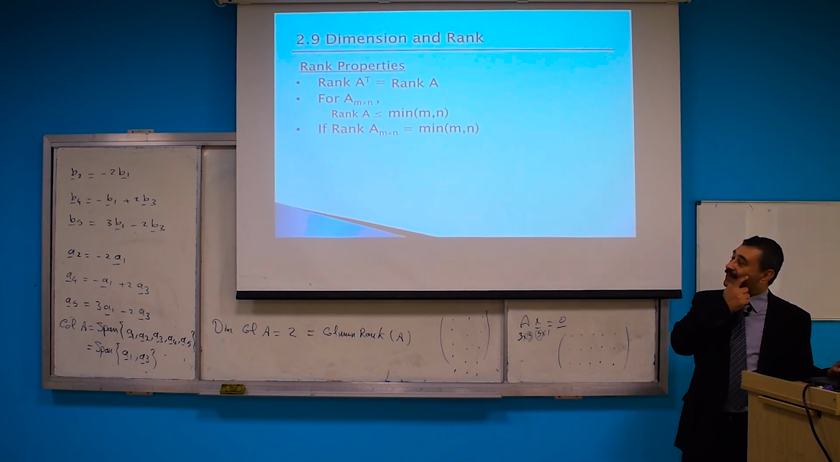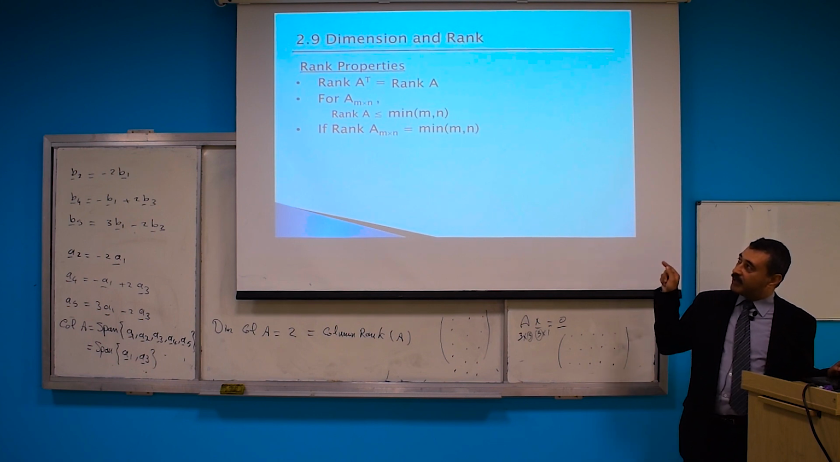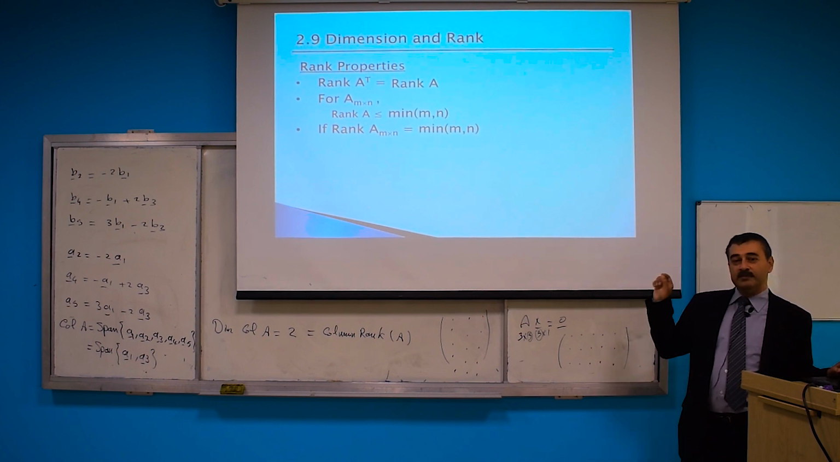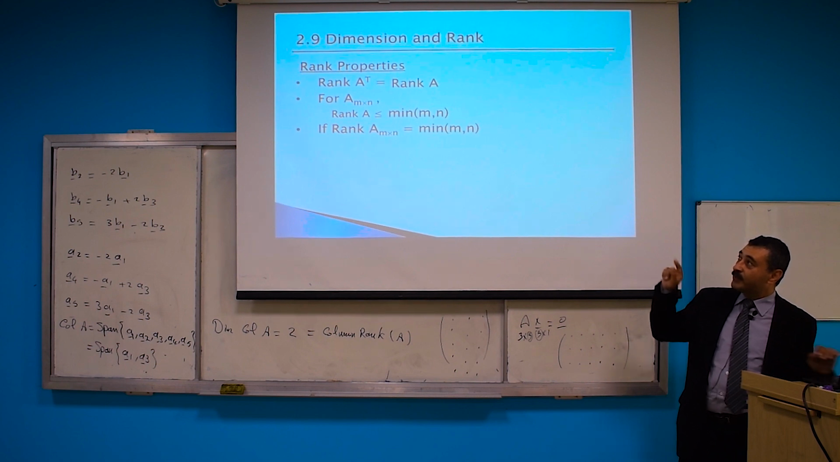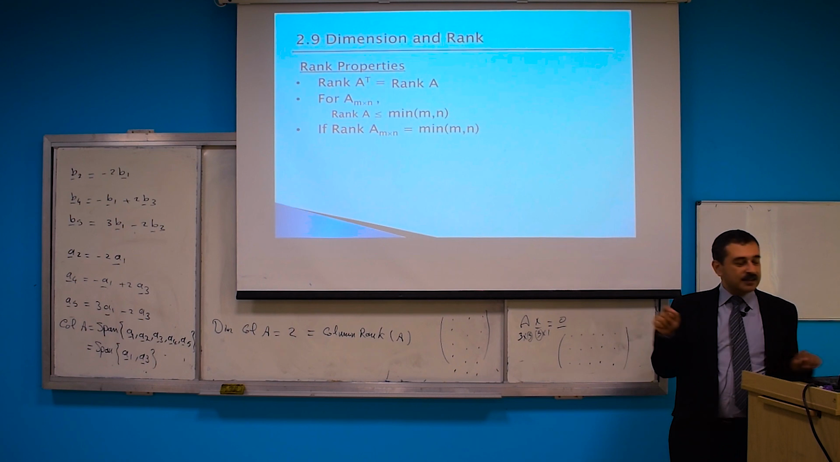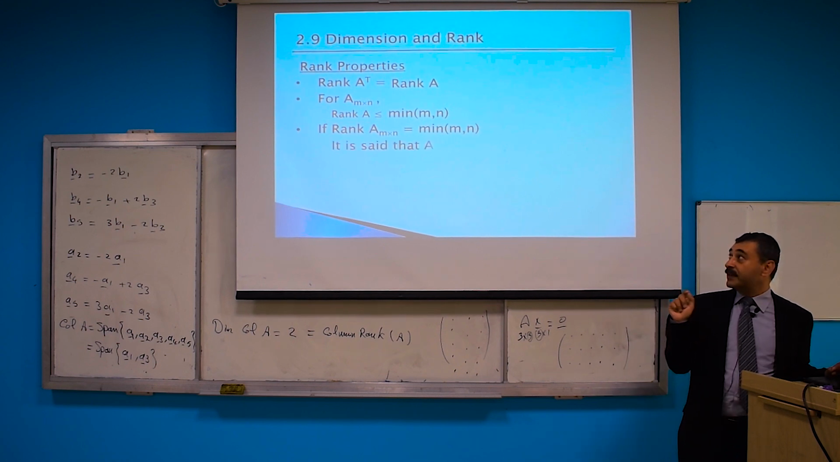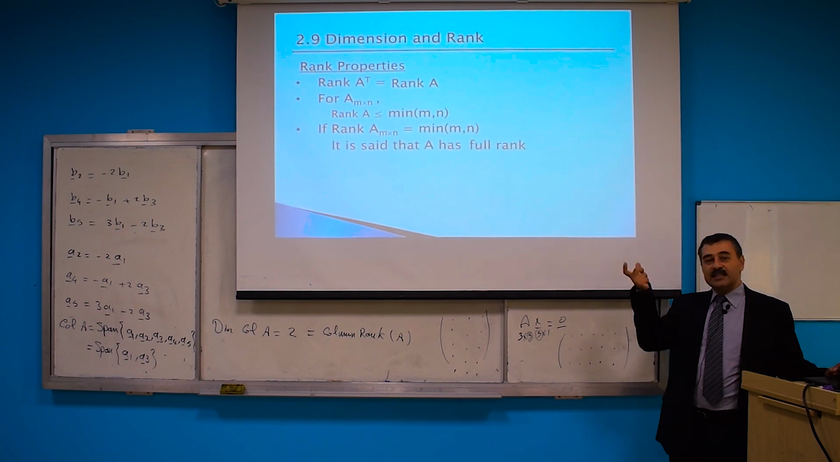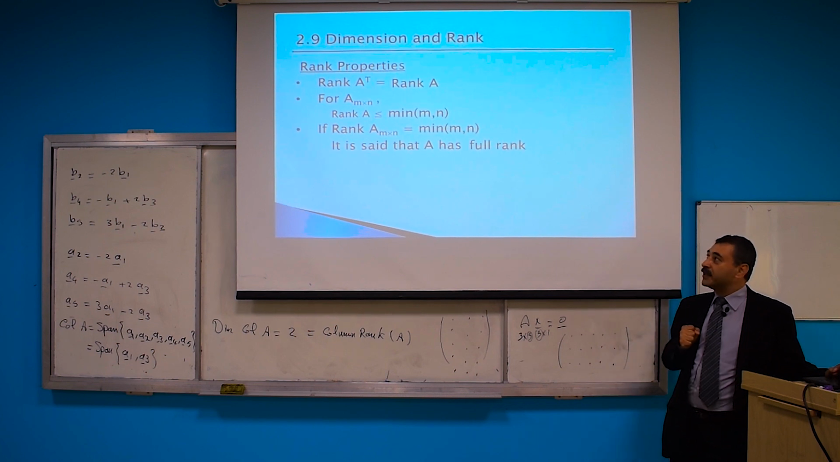If it happens that rank A اللي هي rectangular m by n لقيته equal المينيمم value، equal الماكسيمم value بتاعته اللي هي المينيمم of m and n، هنقول إن الماتريكس دي has a full rank. دي بس كده تايتل إنها واخدة الفول رانك بتاعها.